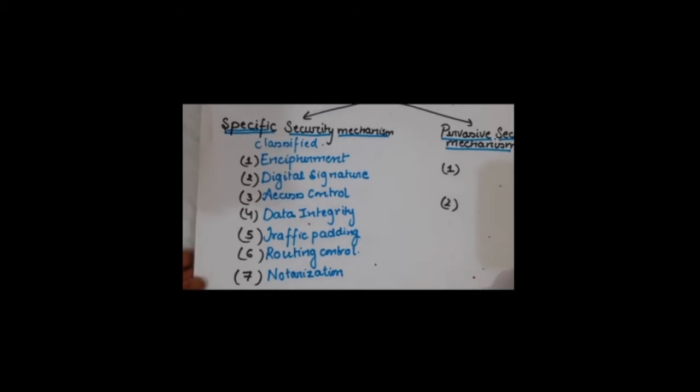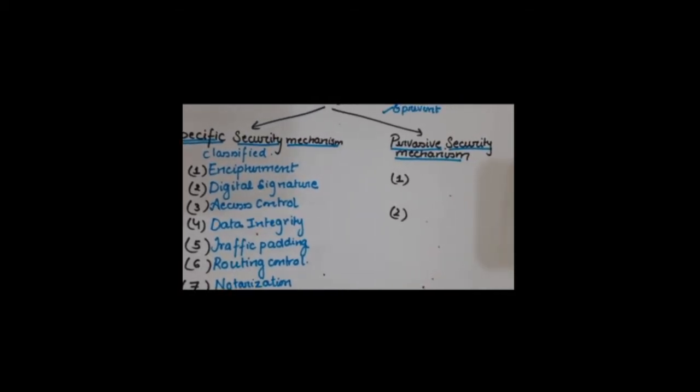Moving ahead to pervasive security mechanisms. Now, what do you mean by pervasive security mechanisms? Pervasive security mechanisms, as I mentioned earlier, are the ones that are not particular to any OSI security services or protocol layers. In fact, they are general. They are available to all.